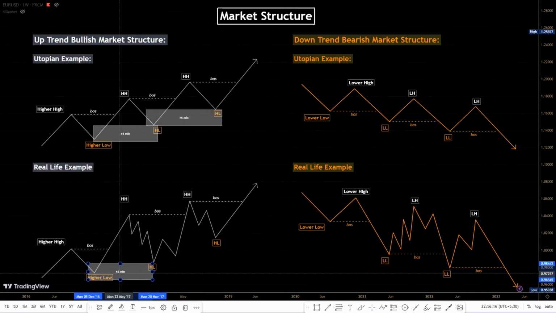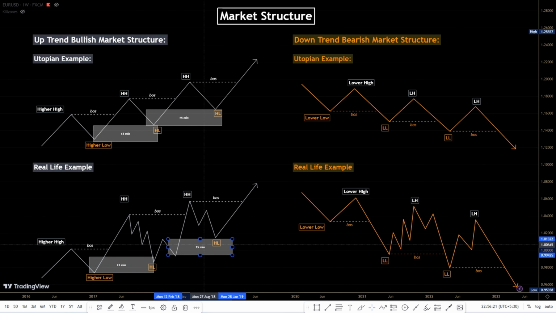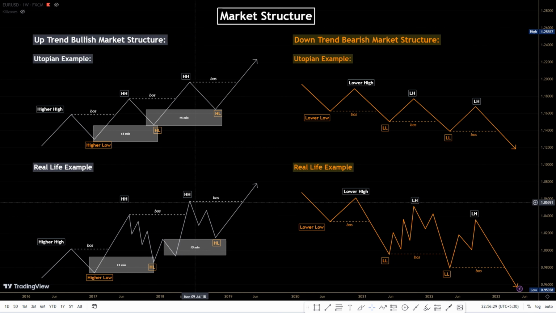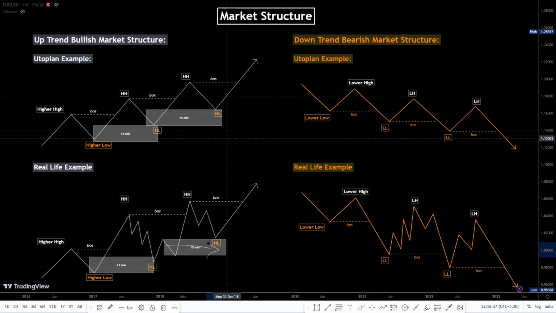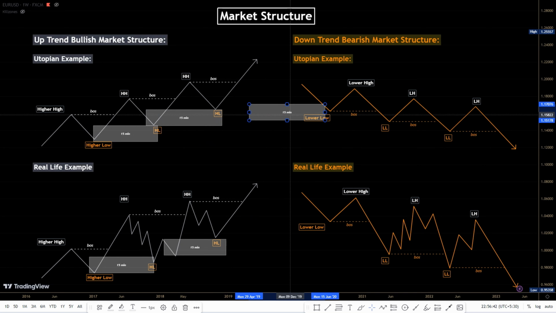So the same we can apply for the real life example. You can see that price respects the demand zone. Here you can see that there is a sharp move in the downward direction, true expansion in the upward direction. So this is called our pivot structure, right? And price respects this pivot structure and it moves in the upward direction. So the same we can apply in the bearish market.